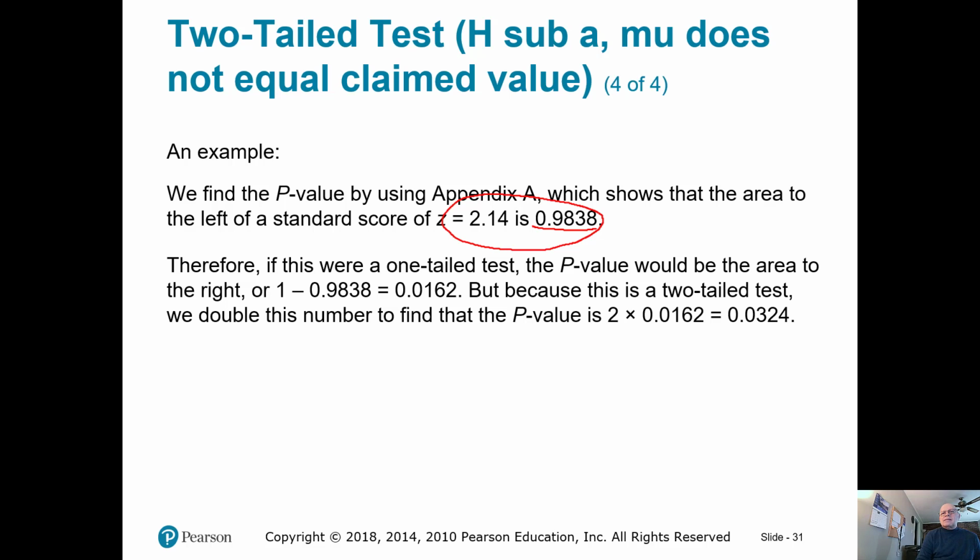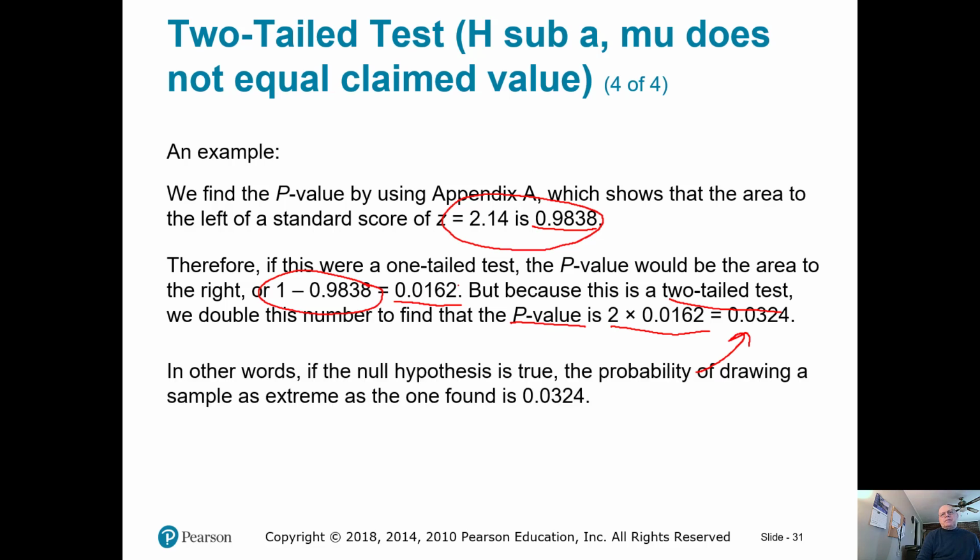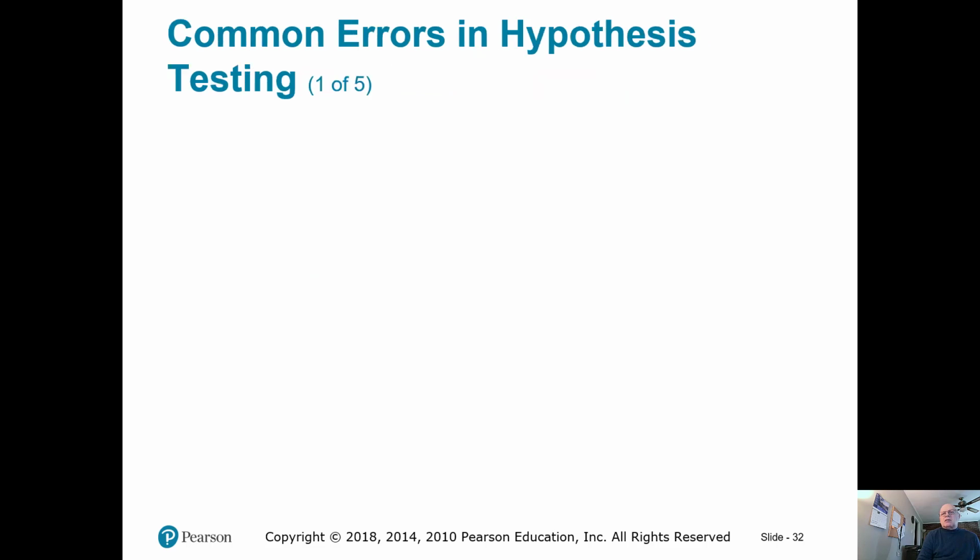For a one-tailed test, it would be the area to the right, and we would subtract from 1. That should sound familiar because we've got symmetry with our normal distribution. And because it's a two-tailed test, we multiply the p-value by 2, and that's the p-value we'll use in determining whether we reject the null or not. We'll compare it to our level of significance and see if it's smaller than that level. If it's smaller, we'll reject the null.